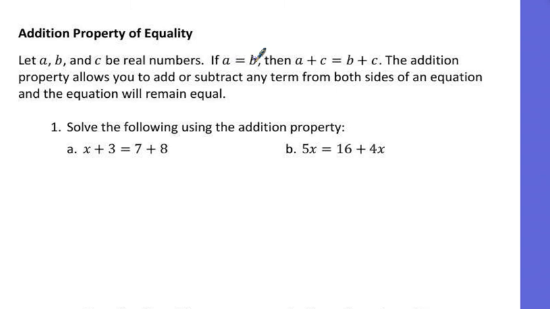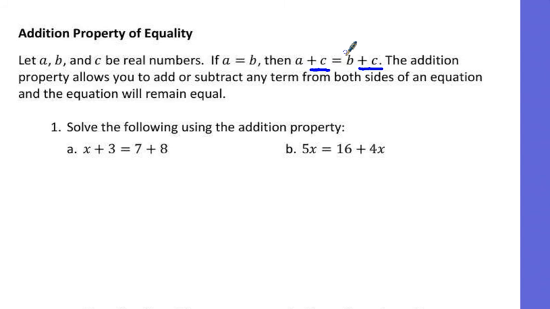If A equals B, then A plus C equals B plus C. Basically, we can add or subtract something to both sides of an equal sign in an equation, and we will not change the value of that equation. We will change its appearance.